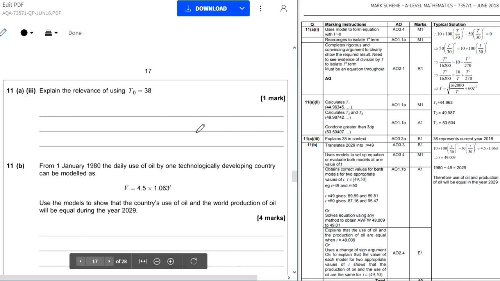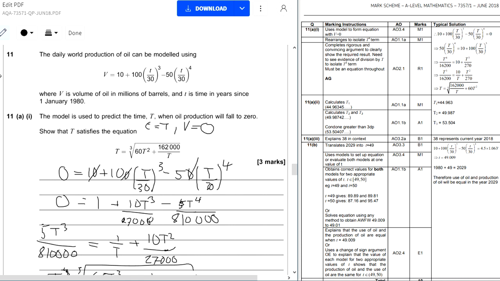Explain the relevance of using t0 equals 38. So the only context that we are given is this starting date, which we've not used yet. And that's basically saying that's when t equals 0, because t is in terms of years. So if t is 38, what does that give us? 1980 plus 38, which is 2018.